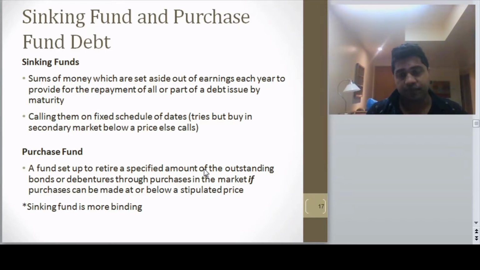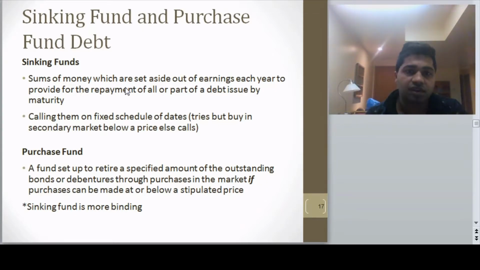Already issued debt. The sinking fund has an obligation. It has to pay off a certain percentage of debt. It tries to do it by buying the debt in the open market. If not possible, it will issue a call option, which is generally more expensive. The purchase fund doesn't issue a call option. It tries to buy the debt from the open market. So the obligation is more towards the sinking fund. Purchase funds do not have much obligation. So the sinking fund is more binding. The purchase fund is not so binding for a company.